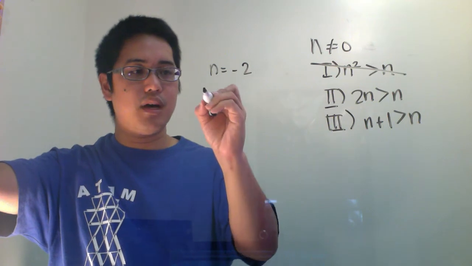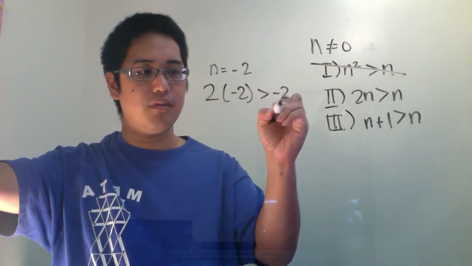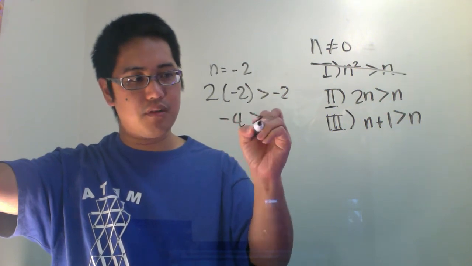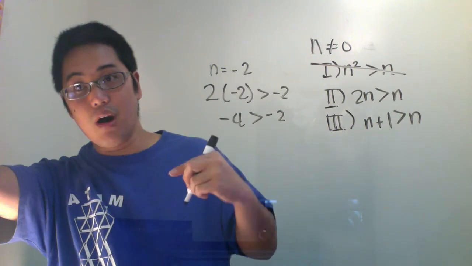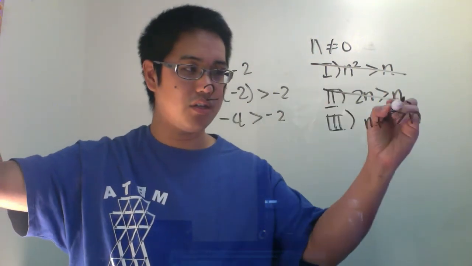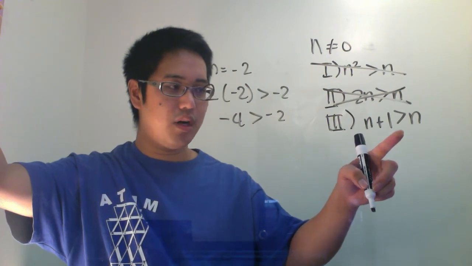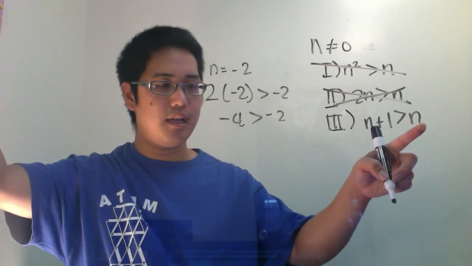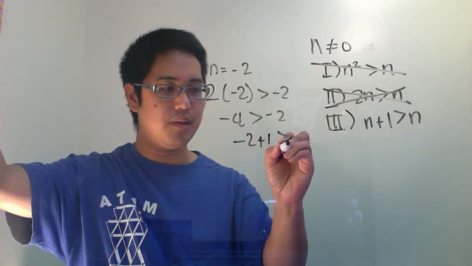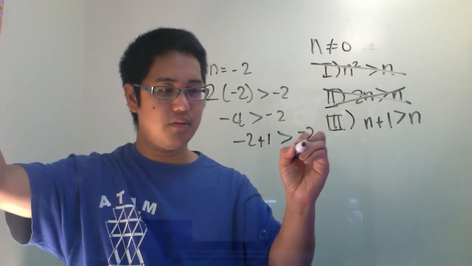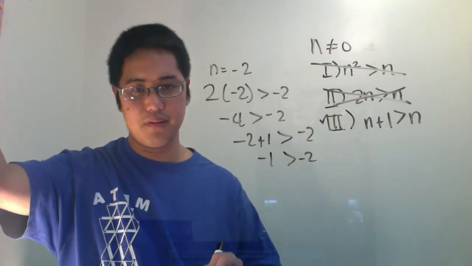What will happen is you'll have 2 times -2 is bigger than -2. Well, that's -4 is bigger than -2. That's not true. -4 is actually smaller than -2, so this is not true. On the other hand, n plus 1 is bigger than n. Okay, so that would be -2 plus 1 is bigger than -2. All right, that's -1 is bigger than -2. That's true. So we're still good here.